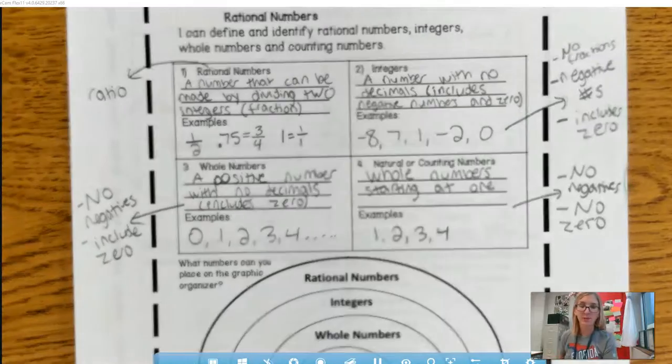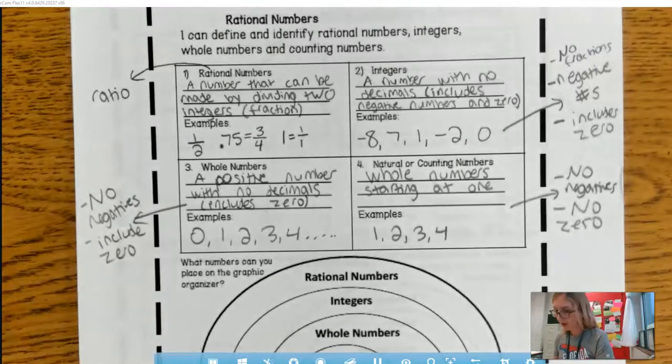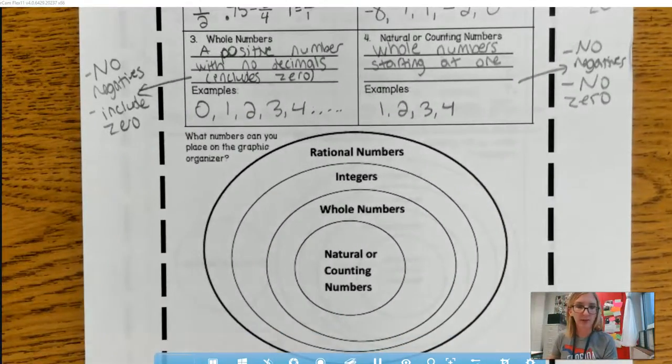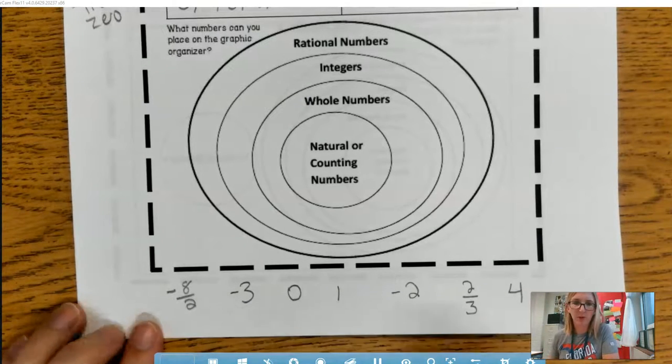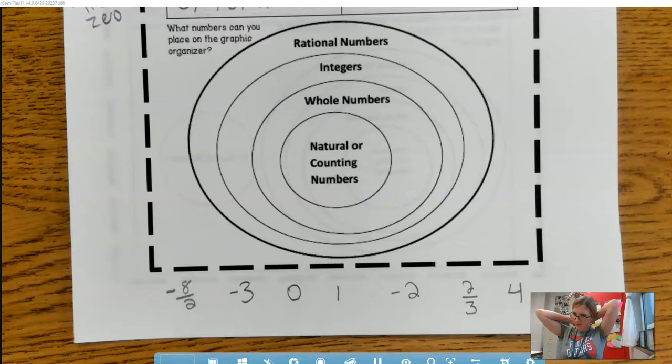It's just counting numbers starting at 1. All right, what numbers can you place on the graphic? I went ahead and put some examples down here at the bottom, so pause the video and write these examples down. And then we're going to put them in this graphic organizer together.